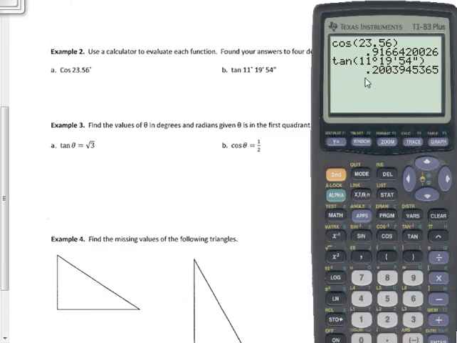And so I ended up using the calculator to find those two things. It has to be in degrees. If it's not in degrees on your calculator, then you're going to end up getting the incorrect answer.